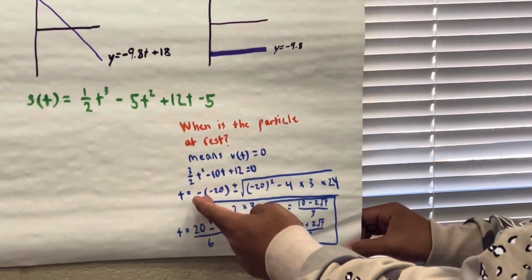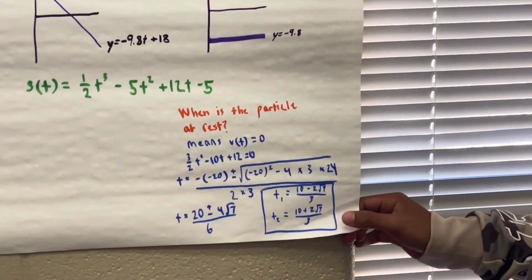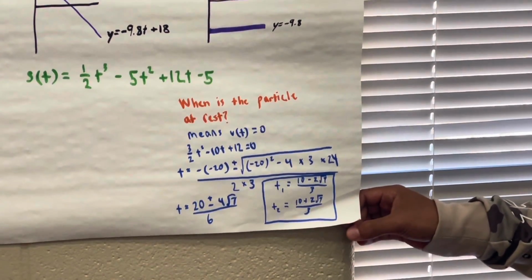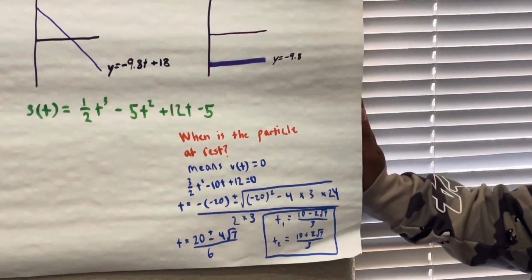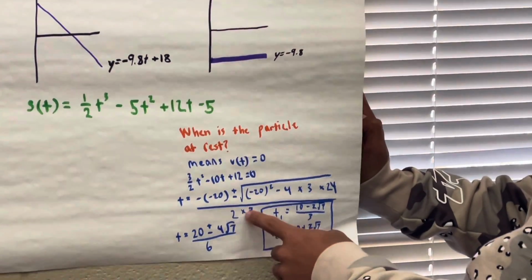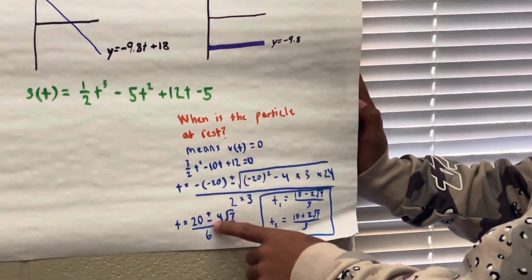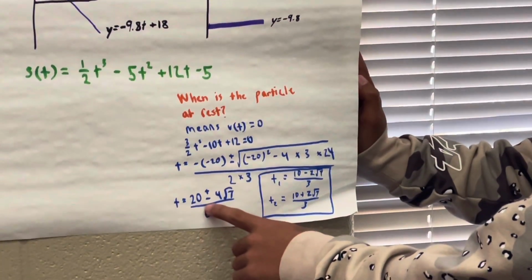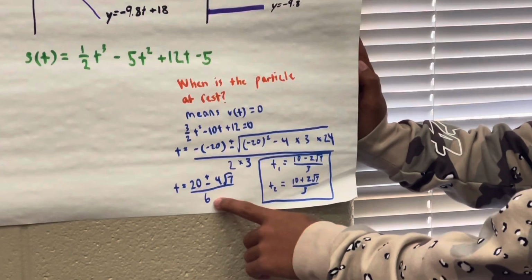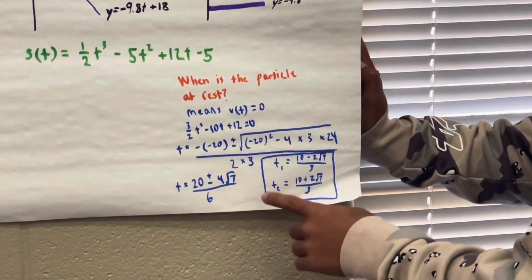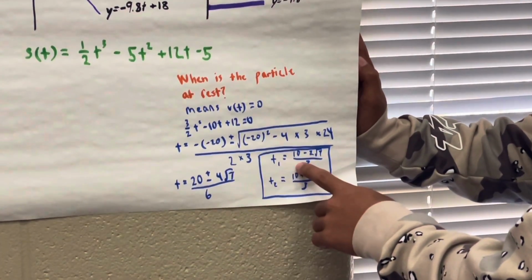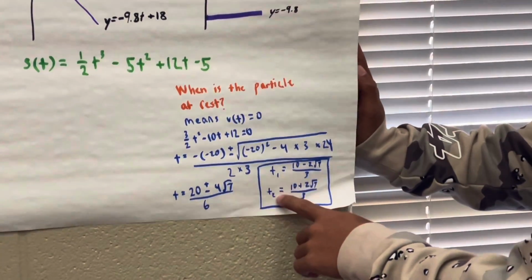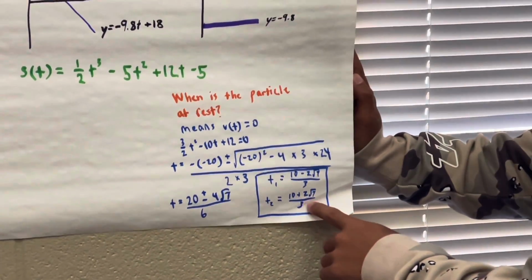So we got negative b plus or minus the square root of b squared minus 4ac over 2 times 3. And then when you simplify, we're going to get t equals 20 plus or minus 4 root 7 over 6. And then we simplify that further. So we have t1 is going to be equal to 10 minus 2 root 7 over 3, and then t2 is going to be 10 plus 2 root 7 over 3.